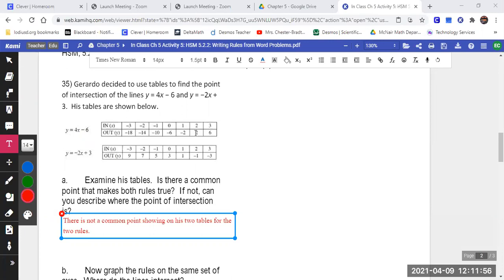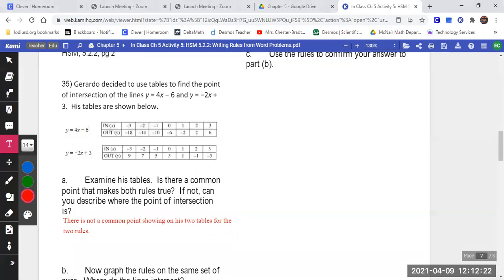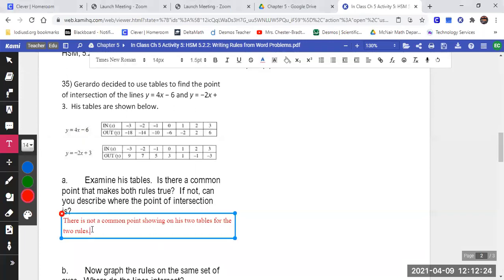So that means they must have crossed, they must have been the same between those 2 points, between x of 1 and x of 2. Somewhere between x of 1 and x of 2, their y became the same number. Okay. So if not, can you describe where the point of intersection is?